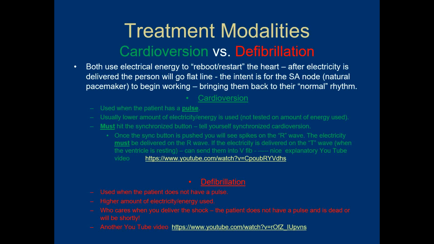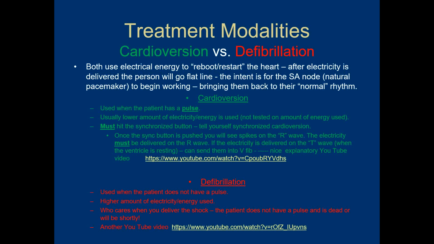However, if the patient is in an abnormal rhythm that has a pulse, let's identify which abnormal rhythms have a pulse. Any of the atrial rhythms should and do have a pulse. And then there's one ventricular rhythm, V-tach, that can have a pulse. Any of these rhythms, the atrial rhythms or V-tach with a pulse, must be cardioverted. Patient has a pulse, synchronized cardioversion.